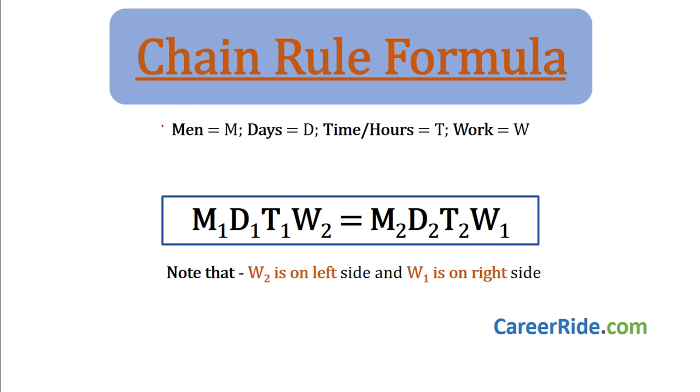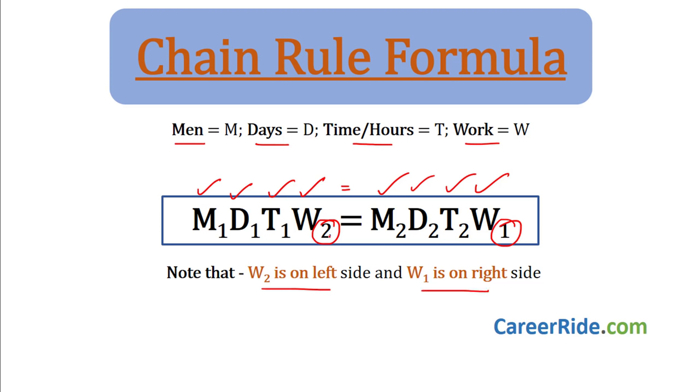Chain rule formula. Whenever they have given number of men, number of days, amount of time, hours, amount of work done, then we simply have to multiply men into days into time into work done in the second case, and equate it with men into days into time into work done in the first case. Remember, work done in the second case is on the left hand side. Work done in the first case is on the right hand side.